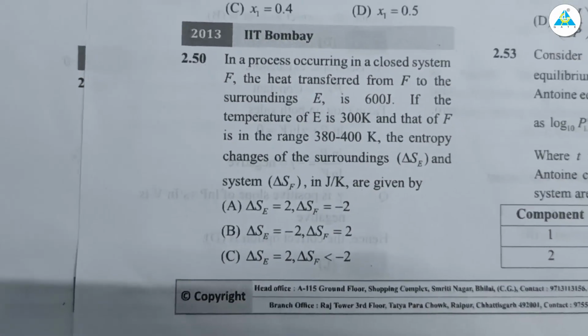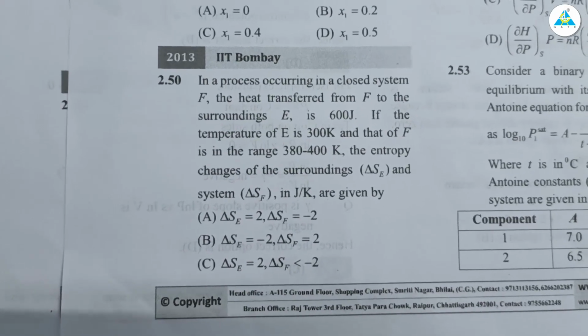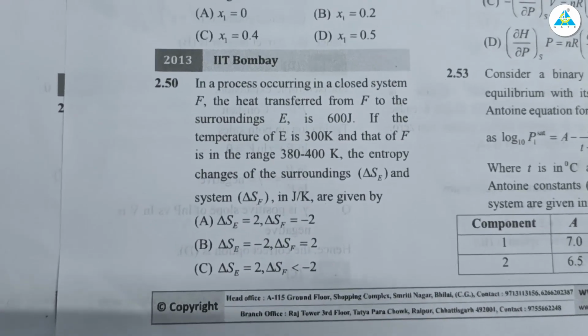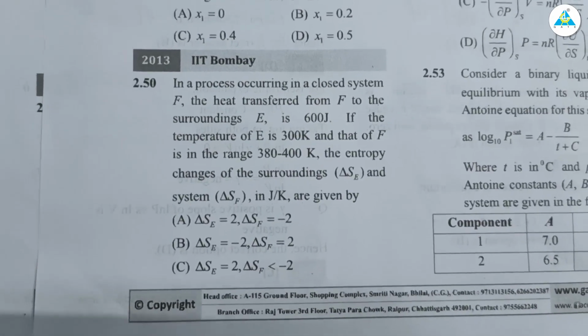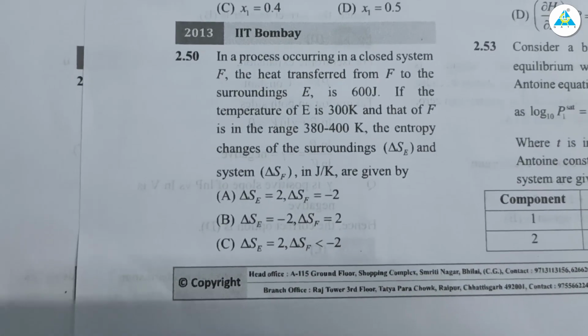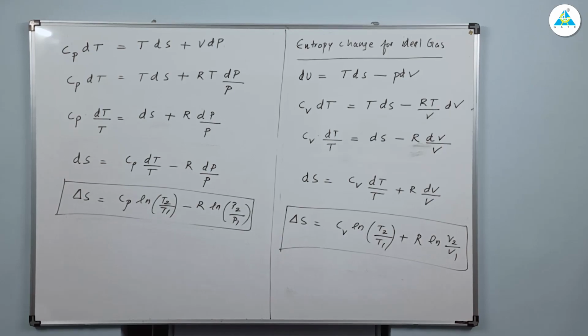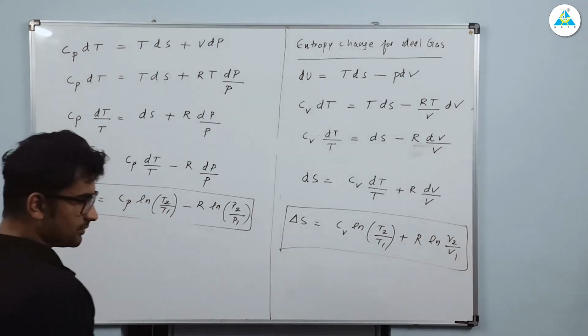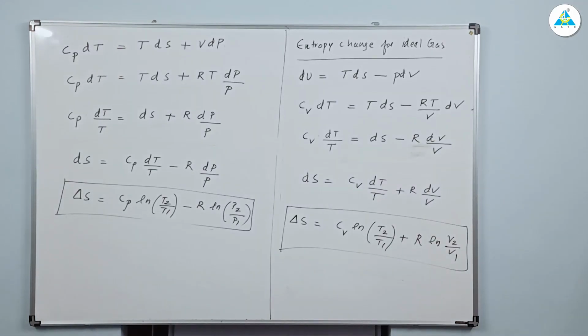In a process occurring in a closed system F, heat transferred from F to the surrounding E is 600 joule. Temperature of E is 300, that of F is in the range 380 to 400. Entropy changes of the surrounding and system are asked. So solve. I hope you have read the question. So what will be the answer? Let me check the question. One minute. Let me read the question.